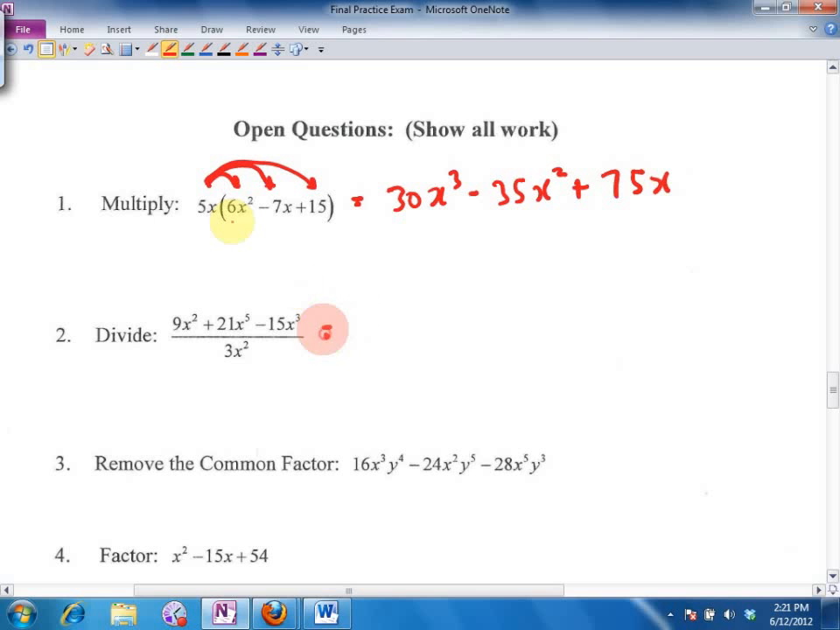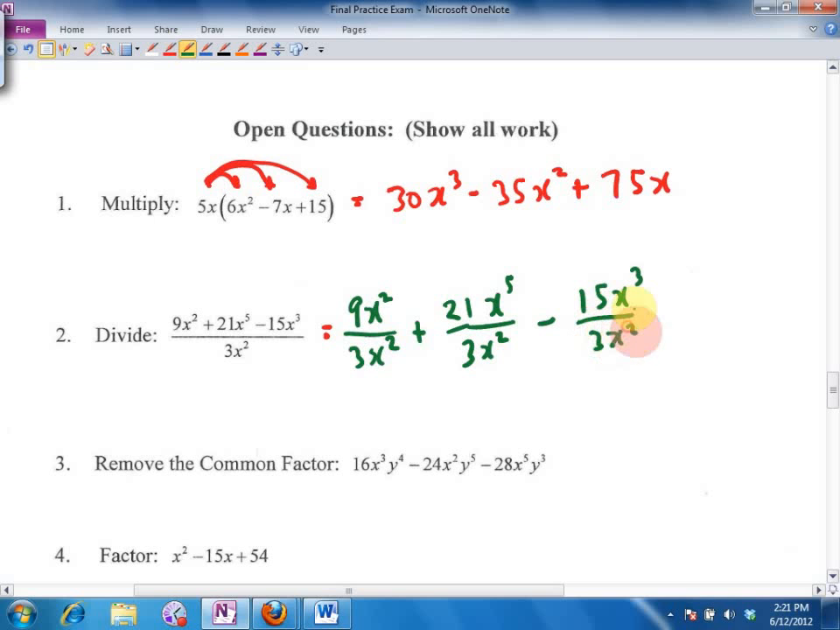The next one, I like to show my work, so it's best if you could try and do something like this. So you get all the marks for it. This is over 3x squared again. So each of these terms gets divided by 3x squared. 3 goes into 9 3 times. The x's cancel out. There's 2 on top, 2 on the bottom. I got 3. That's all I got.